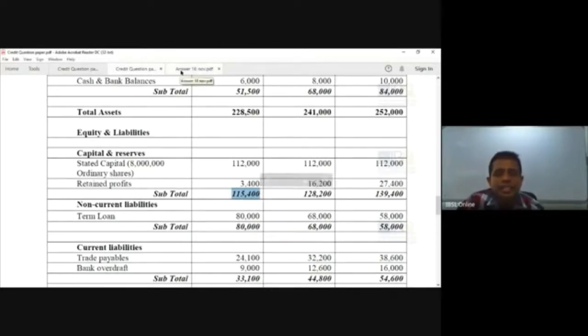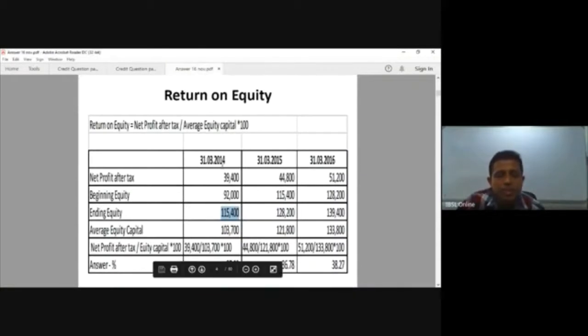Right. That's why I put here the 2014 ending equity is 115,400. Then you take the total and divide it by 2. That's your average equity capital. That is 103,700 for 2014. Right. Go to the next year.